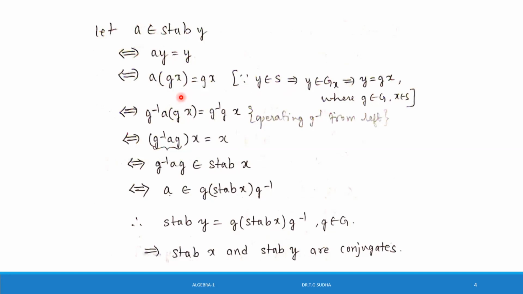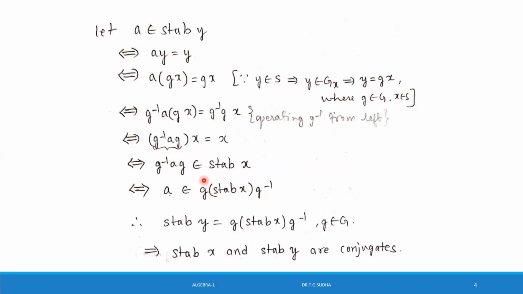By operating by g inverse from the left side, we get g inverse a into gx is equal to g inverse gx. g inverse g gives us e. e into x is x. And combining the first three elements here, we get g inverse ag into x is equal to x. So this element g inverse ag is fixing x. Since it fixes x, it must belong to the stabilizer of x. Therefore, g inverse ag belongs to stab x.